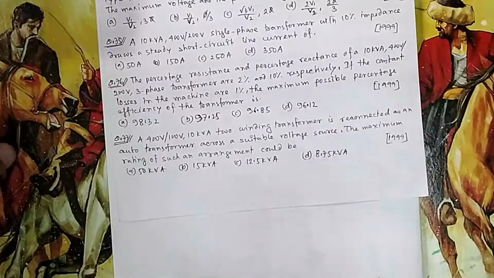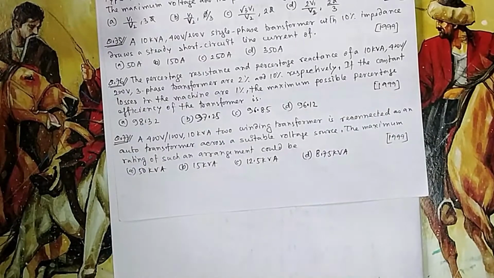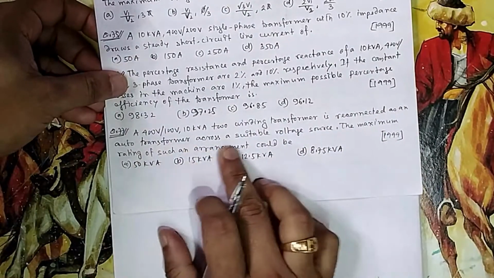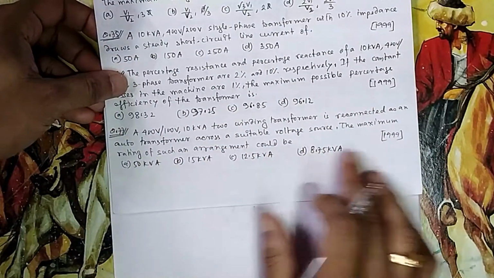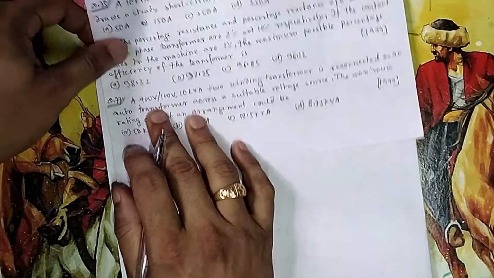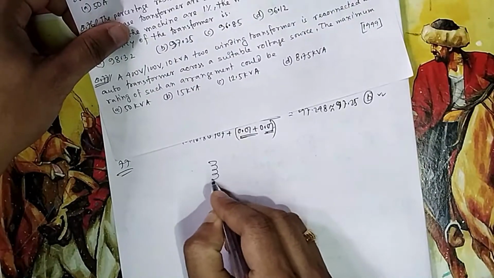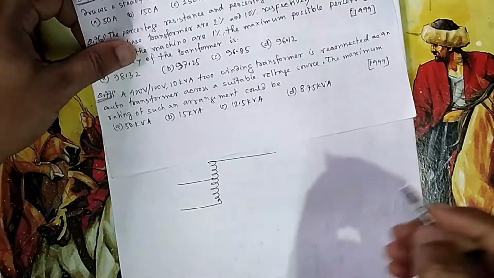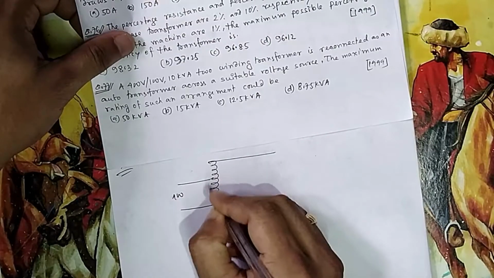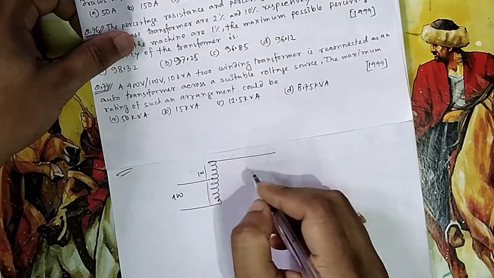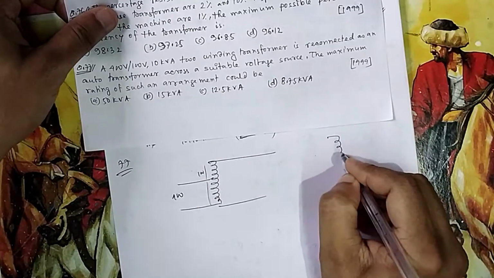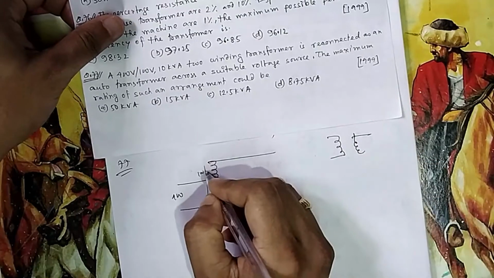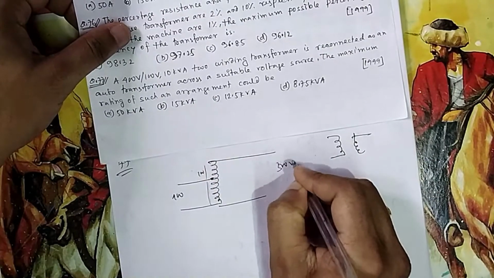Now if you come to question number 77, a 400 by 100 volt 10 kVA 2 winding transformer is reconnected as an auto transformer. The maximum rating of this arrangement will be? So for maximum rating, this is an auto transformer, so your input and output both should be as high in voltage as you can. This is the 400 winding, and on top of that you can place that 100 volt winding, because it was initially 400 by 100. So I kept the 400 there, and on top of that I place the 100. So this output will be equal to 500.